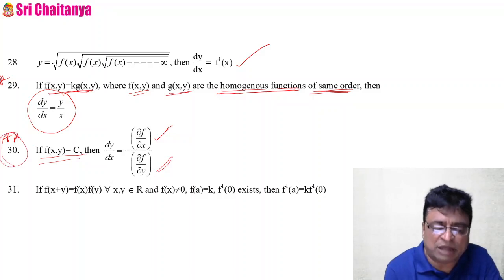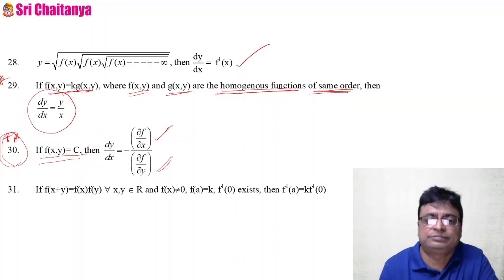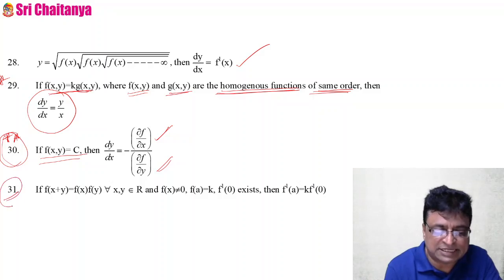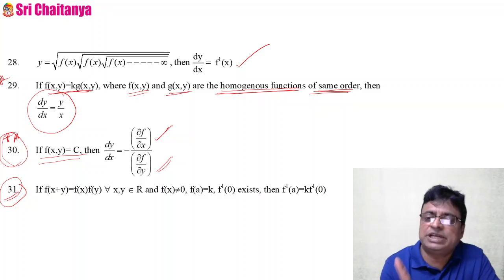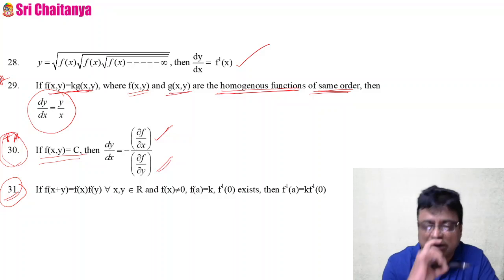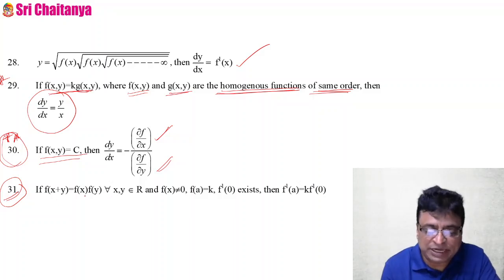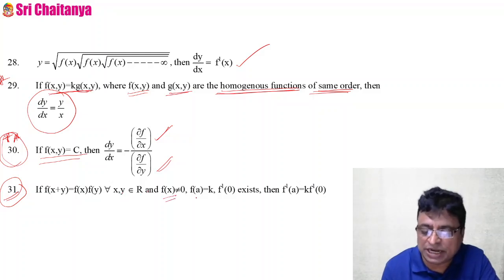Problems were repeated on the 30th formula several times, even in the 2020 mains examination. Now coming to 31, this is the standard functional equation. Even in the 2020 JEE mains examination, problems were repeated several times. If f(x+y) = f(x)·f(y) for every x, y belonging to R, and f(x) is not equal to 0, and f(a) = k, and f'(0) exists, then f'(a) = k·f'(0).